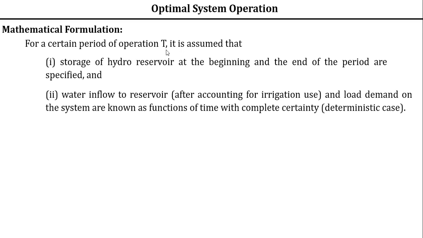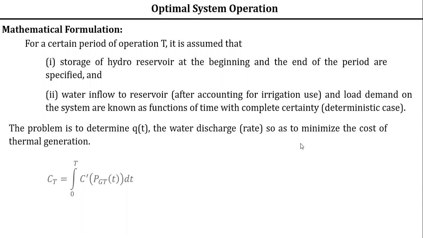So that's what we are doing: we are considering a period. If you are considering a day or 1 week, it is known as short term. If you are considering a month or year, it is called long term scheduling. Therefore, we have to make some assumptions in order to form the mathematical formulation. The water storage in the reservoir at the beginning of a period and at the end of the period is assumed to be known or specified. Also, the inflow of water into the reservoir after accounting for irrigation purposes, and the load demand of the system, should be known. That means it is completely certain, so it is a deterministic case we are going to consider.